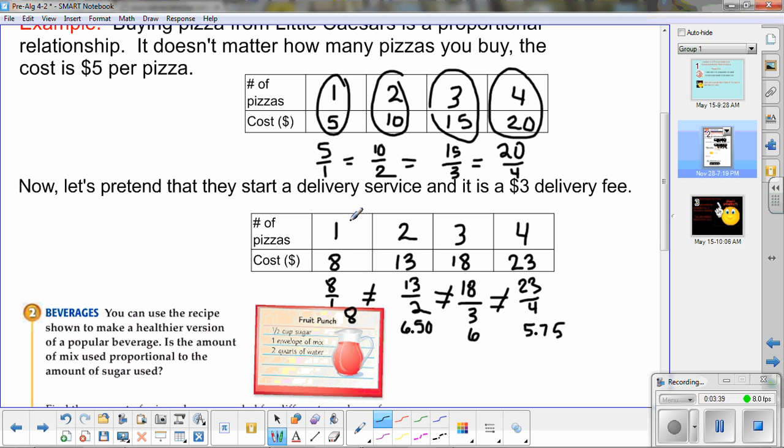So if you take a table of data and you compare the ratios, in this case 8 over 1, 13 over 2, 18 over 3, 23 over 4, those are not equal, so it's not proportional. Up here, 5 over 1, 10 over 2, 15 over 3, 20 over 4, those are equal, so it is proportional.